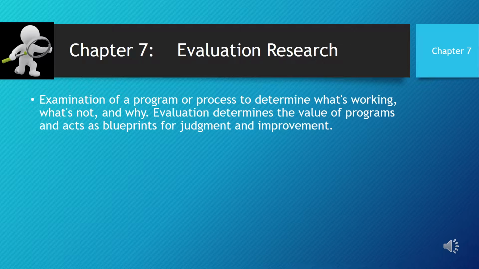Chapter 7, Evaluation Research, examination of a program or process to determine what's working, what's not, and why. Evaluation determines the value of programs and acts as blueprints for judgment and improvement. We will discuss two types of evaluative research, formative and summative.